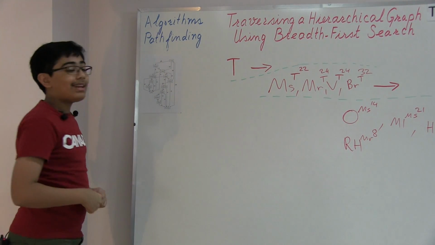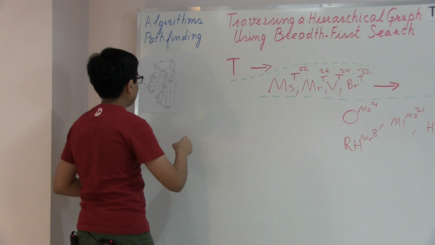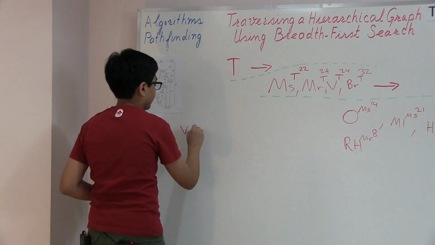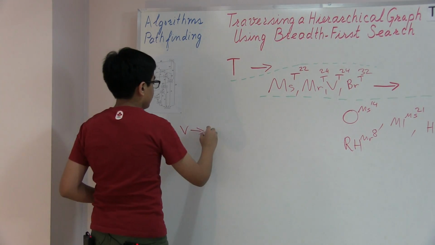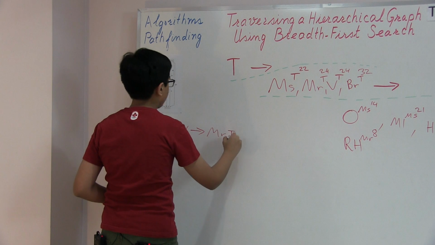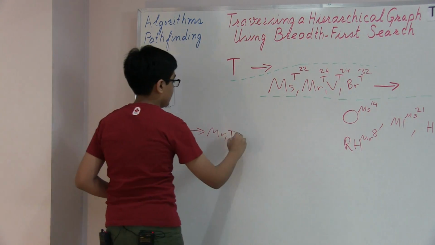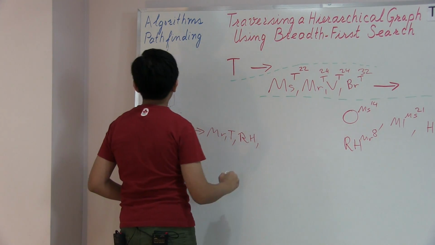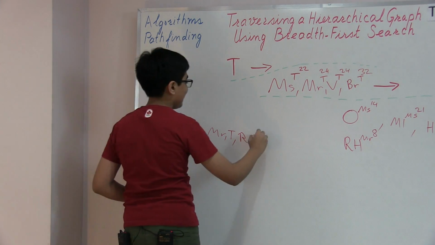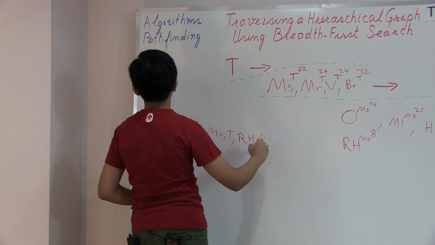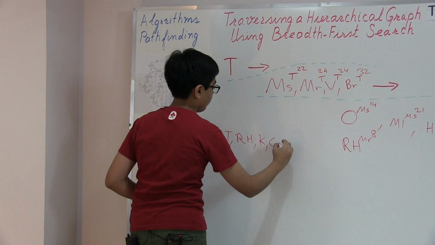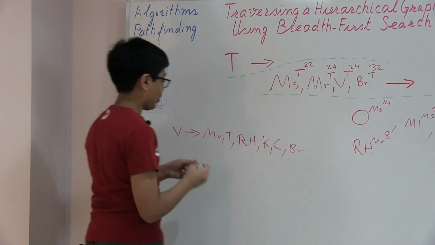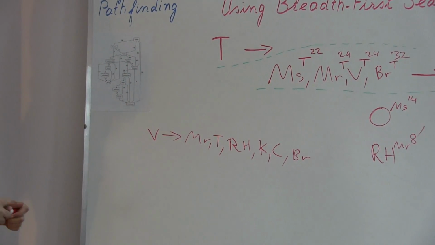Then, finally, we can take a look at Vaughan. So, now Vaughan has quite a few different cities that it connects to. So, Vaughan does Markham, Toronto, Richmond Hill again, King, Caledon, and it does Brampton. Quite a few different cities. So now let's take a look at this.